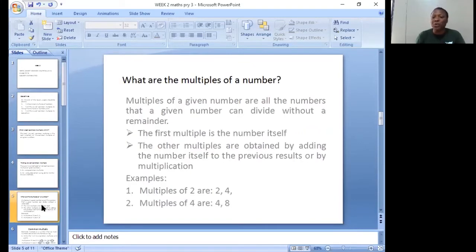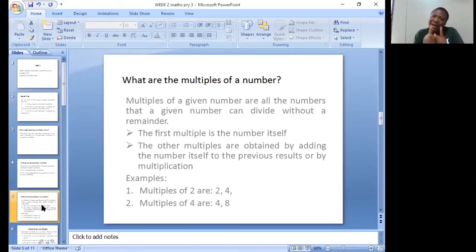What are the multiples of a number? Like I said earlier, we have done multiples before, but for emphasis sake, what are the multiples of a number? Multiples of a given number are all the numbers that a given number can divide without a remainder.